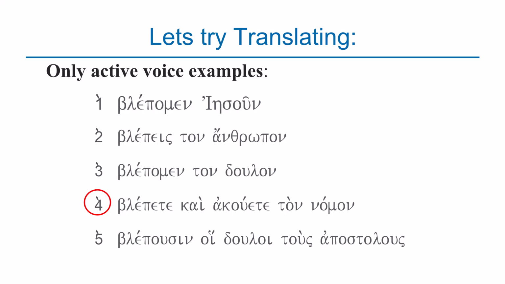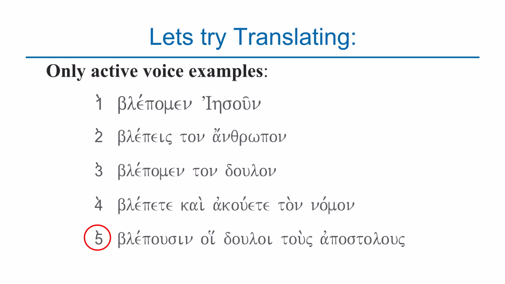You are seeing and you are hearing the law. Or you can translate it in this way, still in the present tense: you see and you hear the law. Sentence number 5 has blepusin hoi duloi tous apostolus.